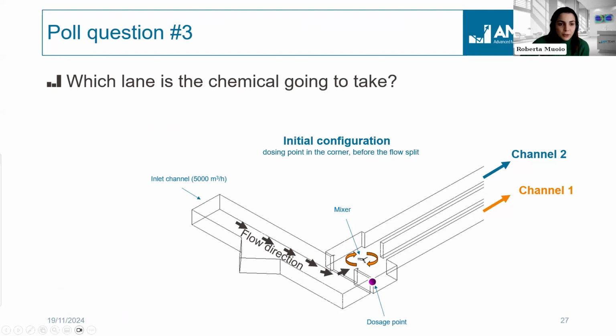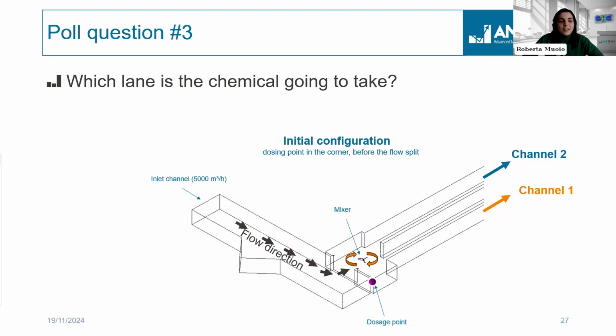Then it's time for a small quiz. So we would like to ask you which lane do you think the chemical is going to take in this current configuration of the chemical point? Yeah, let's make an effort to do a CFD simulation in our mind. So is it going to be mainly in channel 1 or in channel 2, or is it going to be 50-50? Let's give it some more seconds.